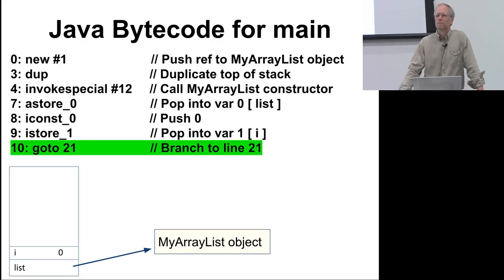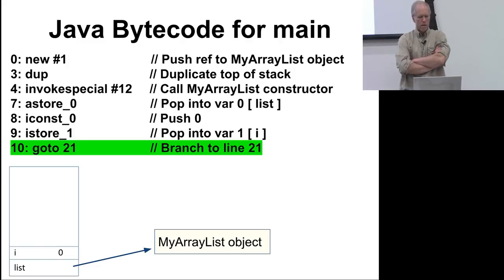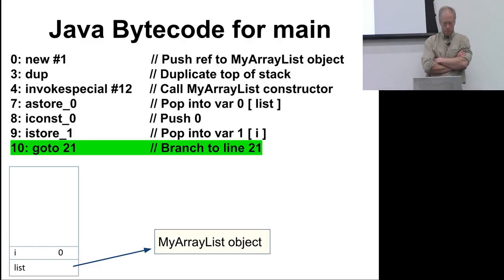Well, one is a reference variable and the other is an integer. Yeah, one's a reference and one is an integer. And so there's just a different instruction for storing an integer or storing a double than storing a reference. Okay? All right, so what we've done so far is we've initialized list.